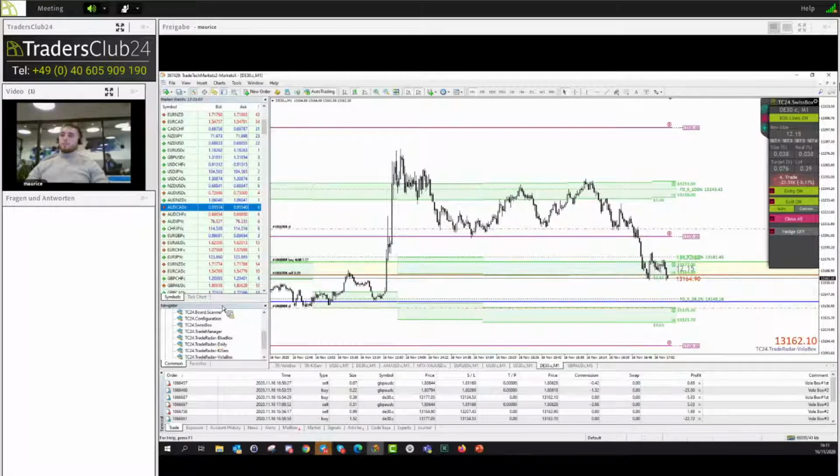If we come through over here, we can see a few of our different trading tools. Margin 200.